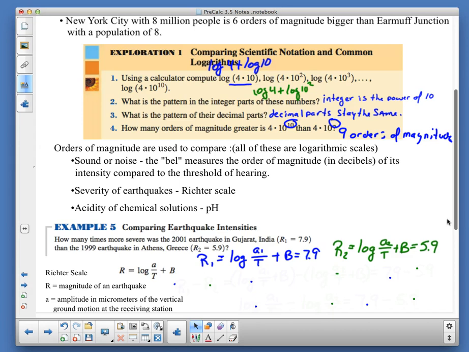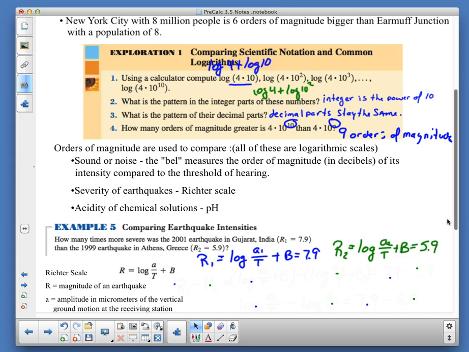What's the pattern of the decimal parts? The decimal parts stay the same because that's the log of 4. Okay. How many orders of magnitude is 4 times 10 to the 10th, then 4 times 10 to the 1st? And so it's 9 orders of magnitude larger. Does that make sense? Yes or no?